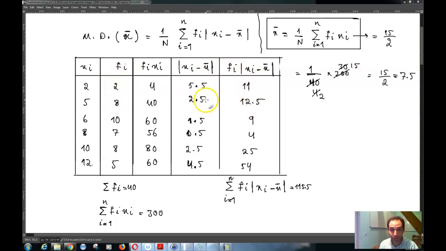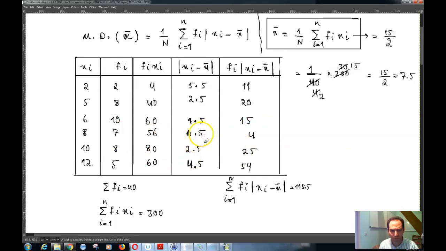8 times this number is 16, 20. Of course, this is 20. Why? This is 20. And then you have 15. I have made a mistake here. 10 times 1.5 is 15. I must have multiplied something else by something else.